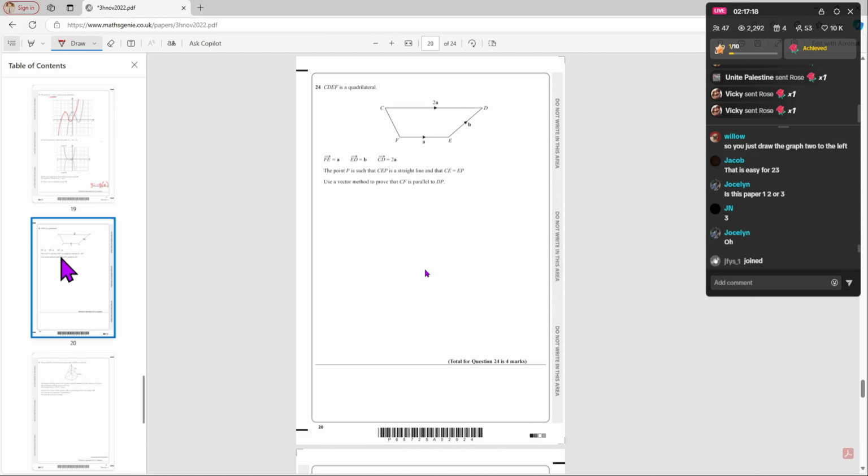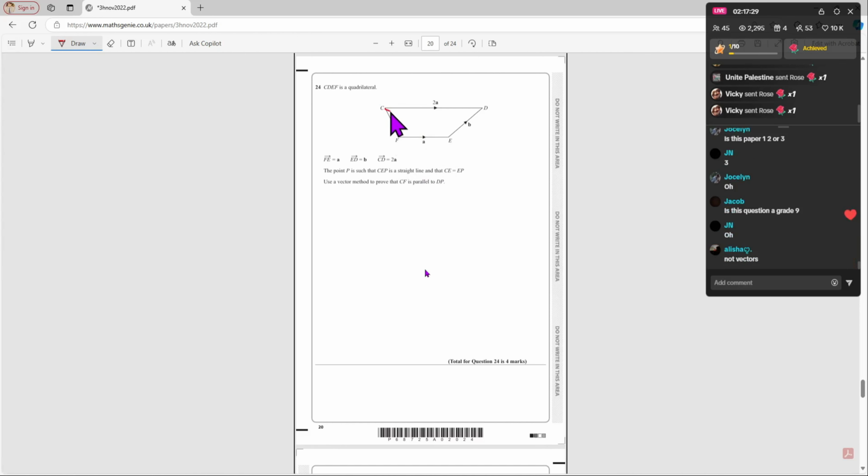So it says that the point P is such that CEP is a straight line. So if CEP is a straight line, that means P is going to be like this. P is going to be here. It's going to be a straight line just like that. We know that CE is going to be equal to EP. Okay, this is going to be equal to this. Now I'm going to use a vector method to prove that CF is parallel to DP. DP is going to be from D to P over here.